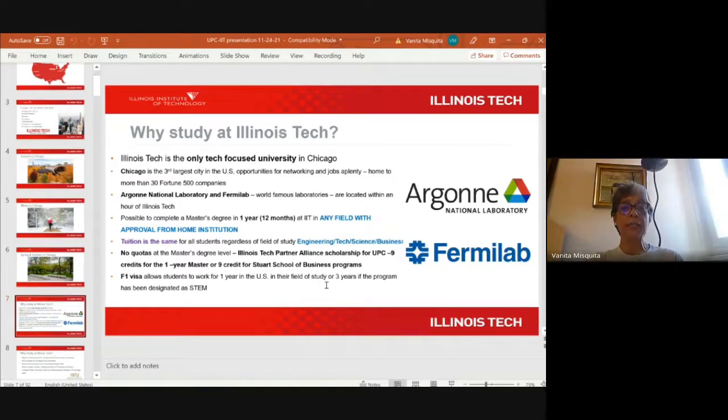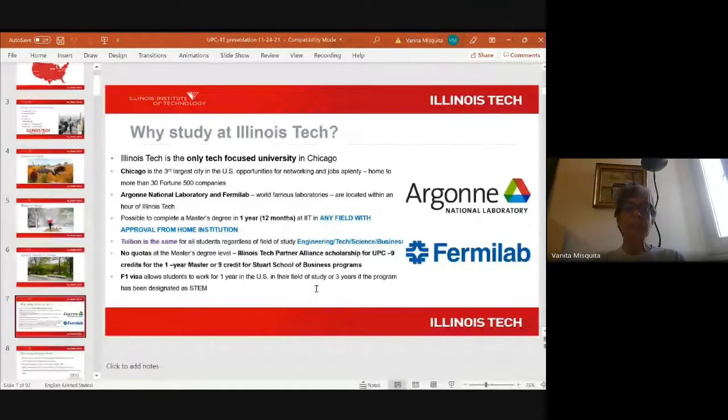The average annual salary for a student with a master's degree is about $65,000. So I don't know of any other country that affords students with this possibility of being able to work for 1 year and then being able to extend it for another 2 years if your field is STEM related. So that could be an attraction for choosing the United States as a destination for the double degree program.